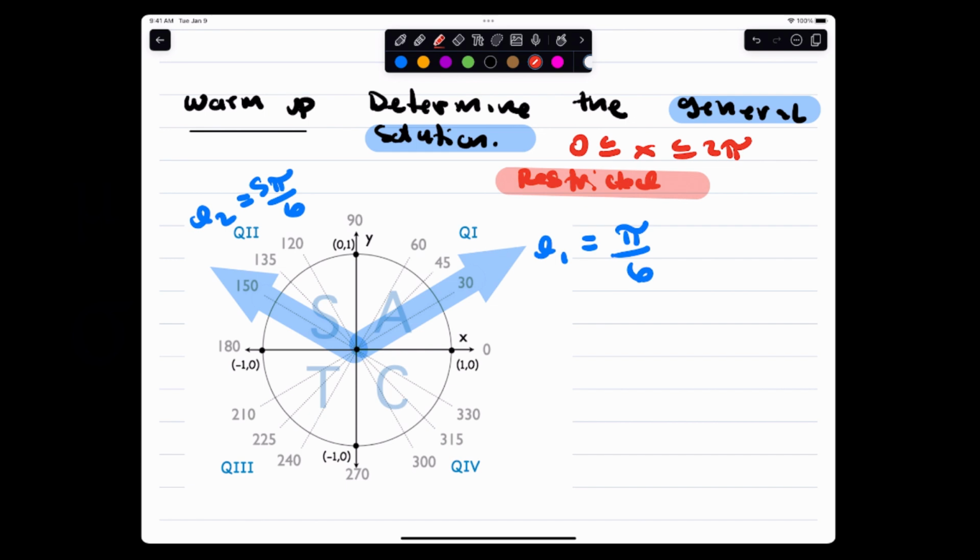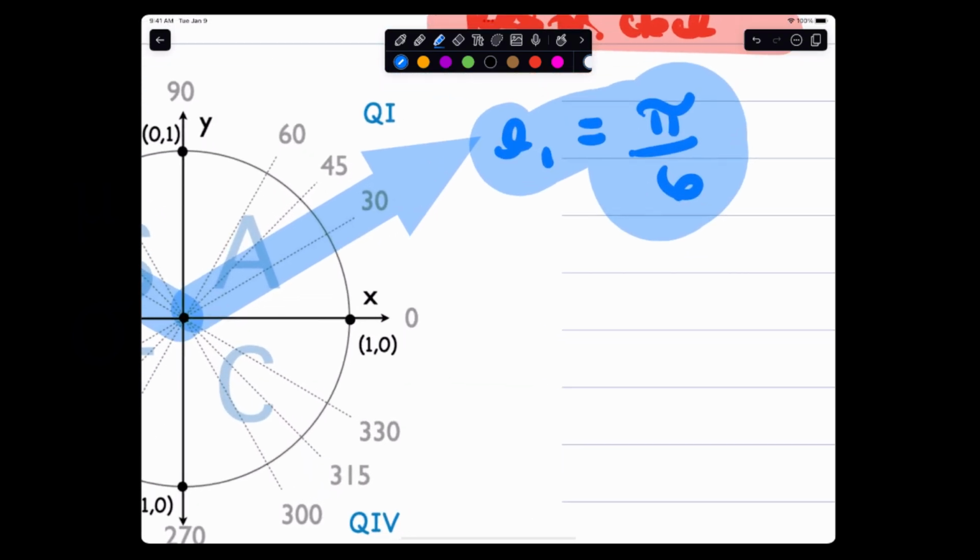Okay, ladies and gentlemen, let's try this out. Do you guys remember how we did this last time? That first solution here, we want to determine the general solution here. We're going to reference this first solution here. This is going to be pi over 6, which is 30 degrees. Is that right?